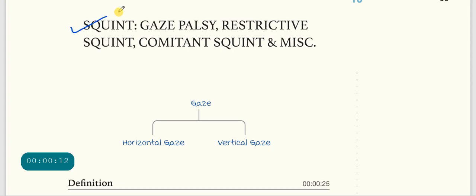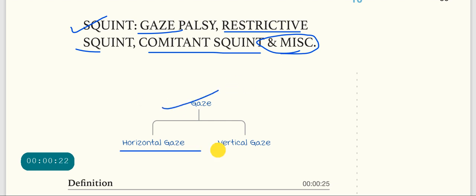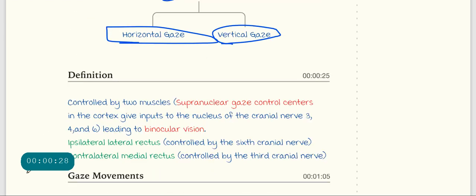Now the last topic of the squint, that is gaze palsy, restrictive squint and comitant squint with miscellaneous. So basically there are two types of gaze. These are horizontal and vertical gaze. Okay. So what is the basic definition? So these are controlling the two muscles.